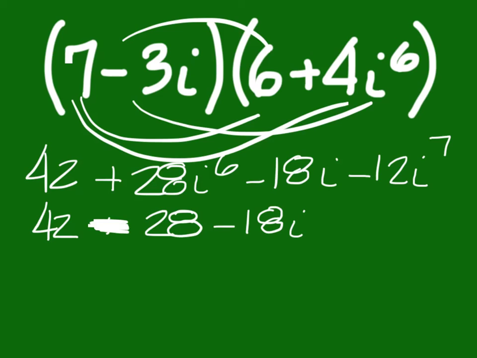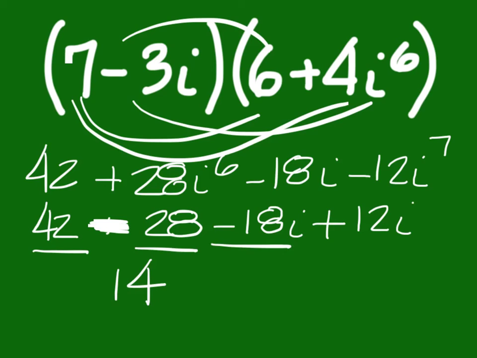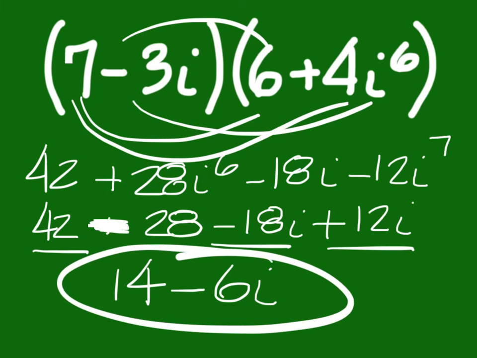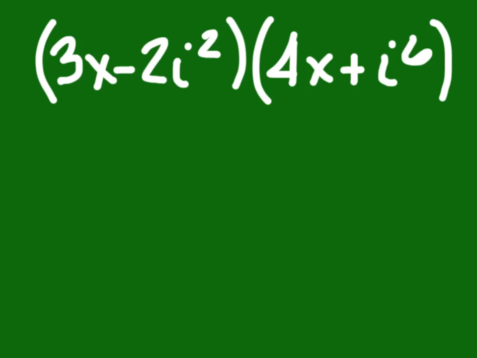But over here, we have a minus 12i to the 7th. i to the 6th is negative 1. So that would be a negative i. Change this to plus 12i. 42 minus 28 is 14. Negative 18 plus 12 would be negative 6. So 14 minus 6i.